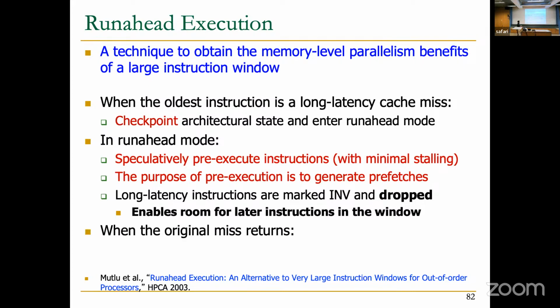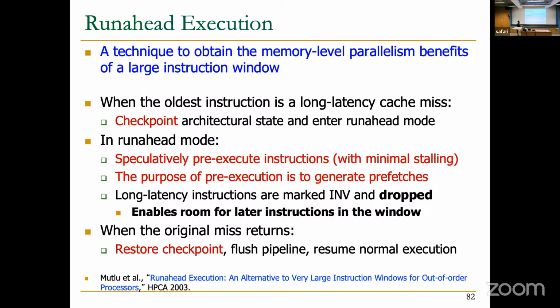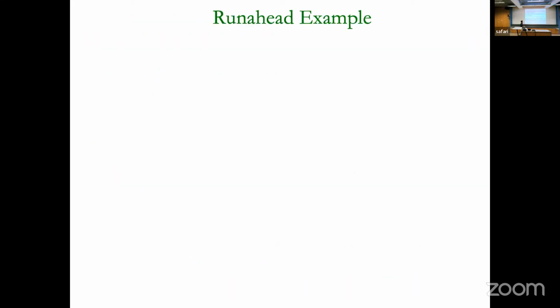And when the original miss returns, like the one that the processor was stalling on before, the long latency cache miss, then you restore from the checkpoint, flush the pipeline, and resume normal execution. After restoring the checkpoint, from the processor's execution state's perspective, nothing happened. The run-ahead mode literally didn't exist because it did not make any changes to the processor. But what it did is warm up the cache, so that next time when the processor starts executing, it would see the data inside the cache.